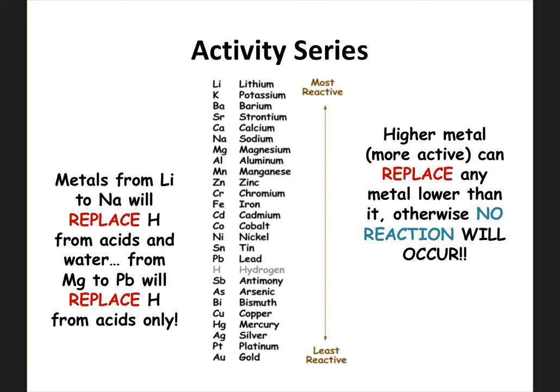So this is just a bigger list. You can see there's more elements here, but the same rules apply. Anybody who's higher on the list can kick out anybody who is lower. So if you notice there, gold is very low, not very reactive. That's why it's very useful in jewelry.